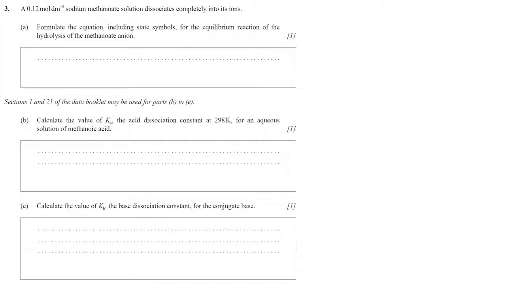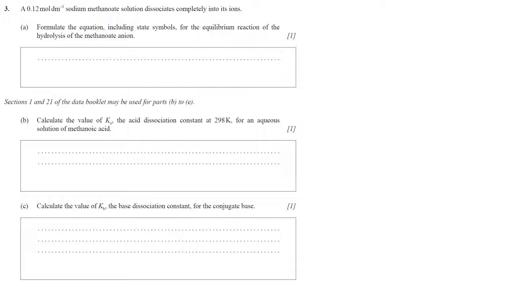Let's check a past paper problem, which is asking about using the previous formulas. Let's start checking this problem. It's telling you that a 0.12 mole per decimeter cube sodium methanoate solution dissociates completely into its ions. Formulate the equation, including state symbols, for the equilibrium reaction of the hydrolysis of methanoate ions.